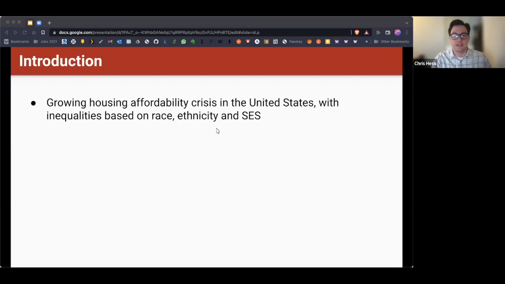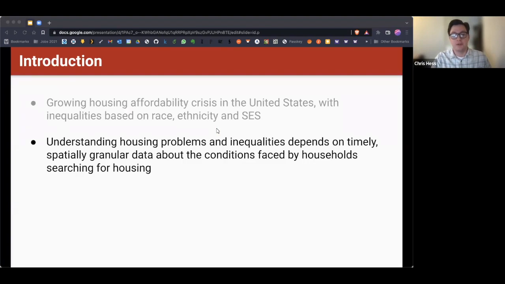The context for this case study is that housing has reached historic levels of unaffordability across the United States over the past couple of decades. Moreover, there are important inequalities by race, ethnicity, and socioeconomic status in terms of how burdensome these rising costs have become for different families.